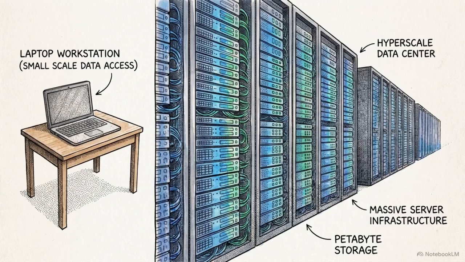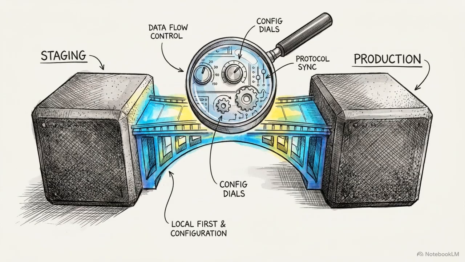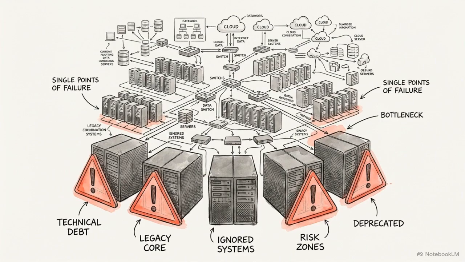Writing the code is only half the job. Working locally on your machine is vastly different from operating in a live, real-world environment. Developers must anticipate operational constraints, from configuring environment variables and Docker setups to managing external dependencies. You must carefully manage database migrations and account for the configuration differences that exist across staging and production environments. This requires monitoring live service health and preparing strategies to manage rollback risks during a deployment. A backend is only as resilient as its deployment infrastructure. Unmonitored or poorly deployed code is simply invisible technical debt waiting to fail.